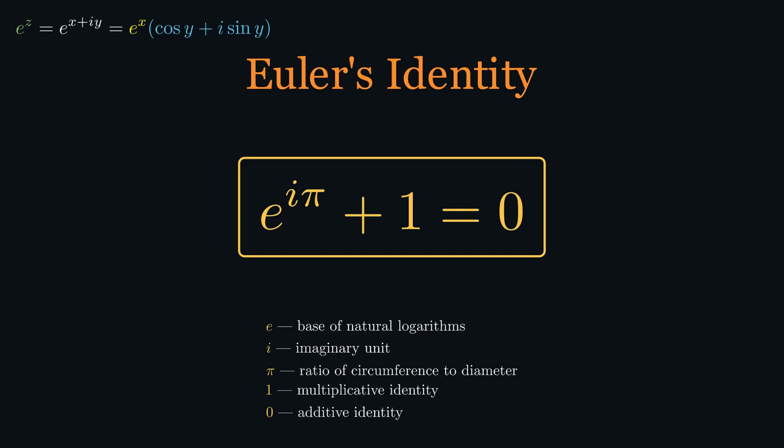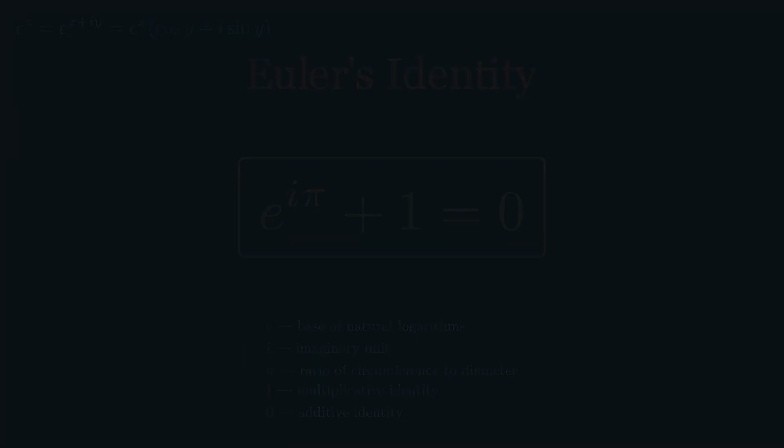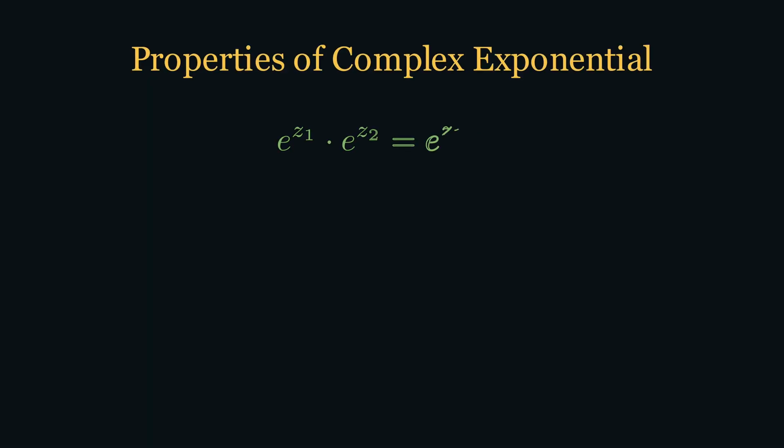With this definition, the law of exponents still holds. e to the z1 times e to the z2 equals e to the z1 plus z2. The proof uses the addition formulas for sine and cosine. Complex exponentials behave like real exponentials, but with the added structure of rotation.